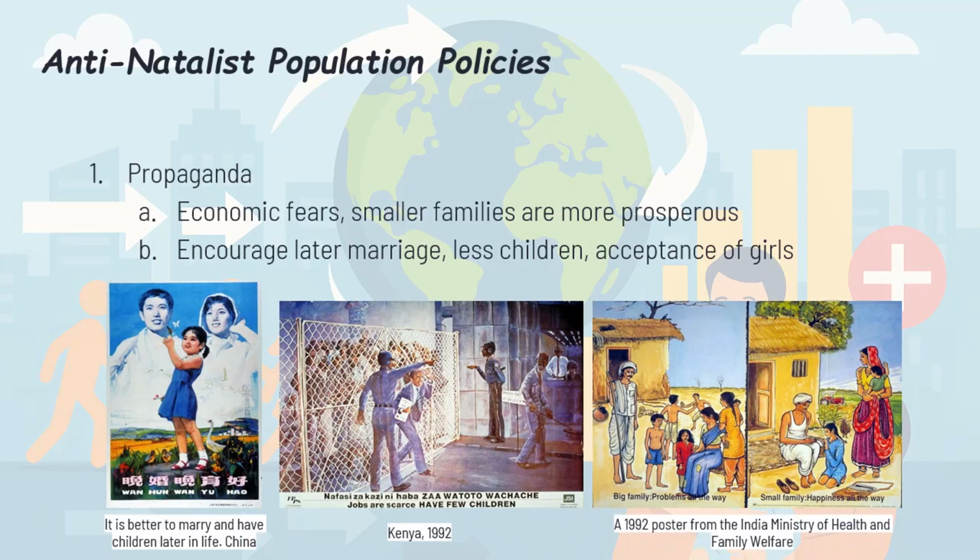Check out these posters. China encouraged waiting longer to get married and have kids. Kenya ran ads reminding people that jobs are scarce. And India promoted the idea that small families equal happiness. You can see how these governments tried to shape what people thought success looked like. And while this kind of messaging worked for some, others thought it wasn't enough. So governments decided to get a little more hands-on with their policies. Let's talk about what that looked like next.